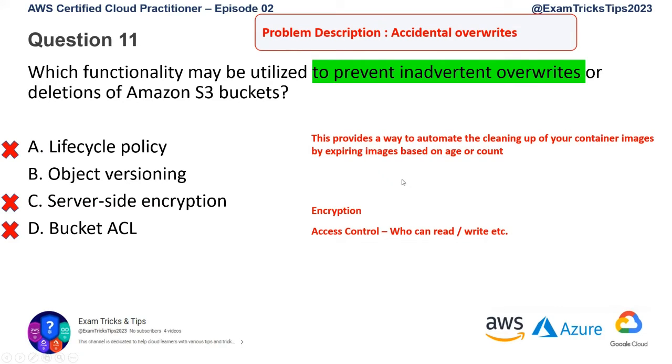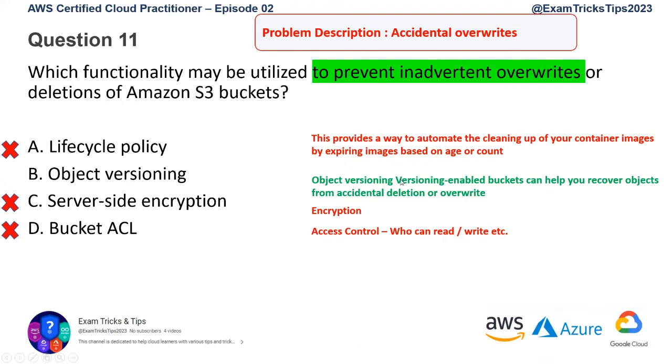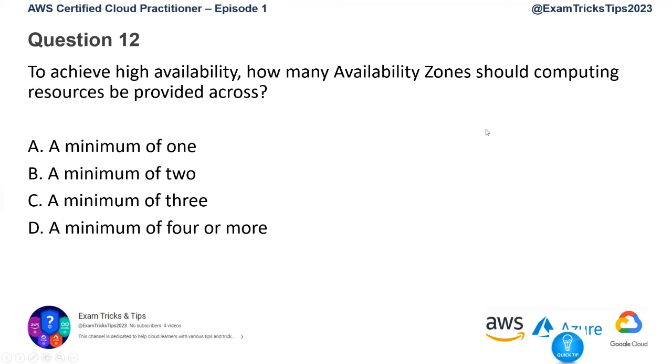That leaves object versioning. What does object versioning do? An object versioning enabled bucket can help you recover objects from accidental deletion and overwrite. And exactly that's what you need. That's what the question is asking for. So the correct answer is object versioning, option B. That's your answer. Let's move to the next question.